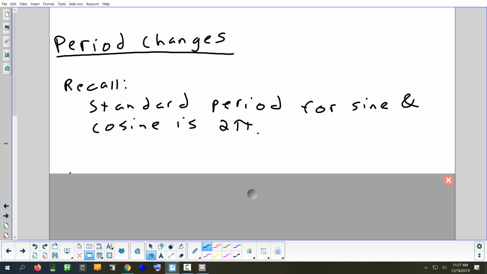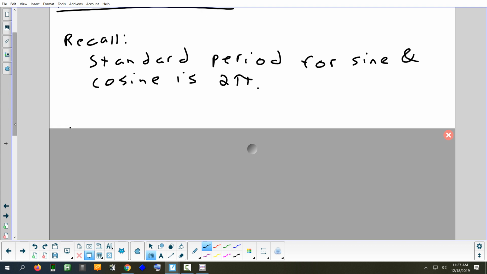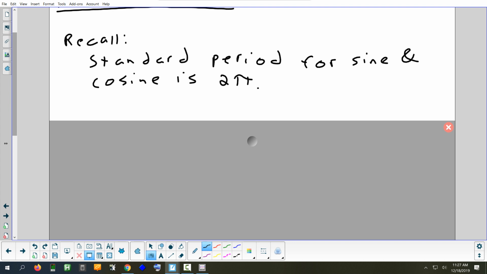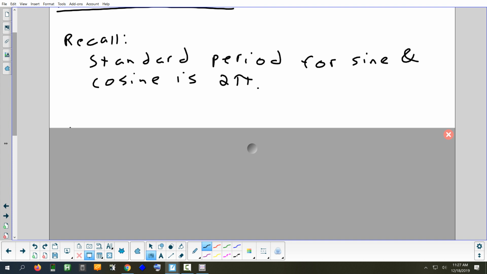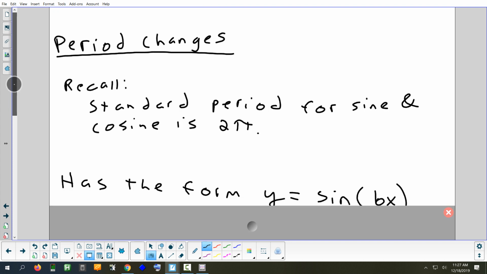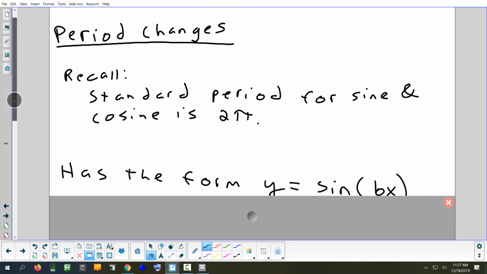Now what we're going to do is stretch or compress it. We're going to change the cycle. And in terms of sound, this one is the most interesting one to hear, I think. So what operation am I going to use if I'm going to do a stretch? Multiplication. And it's going to be inside, because this is going to be a horizontal stretch. So a period change is just a fancy word for horizontal stretch. It's the same thing.